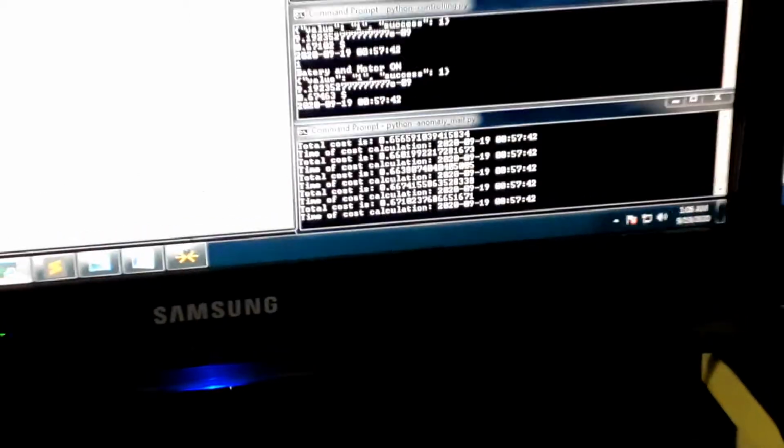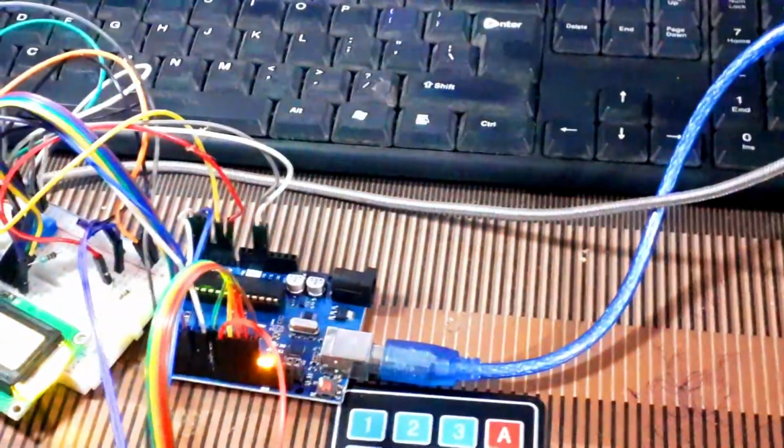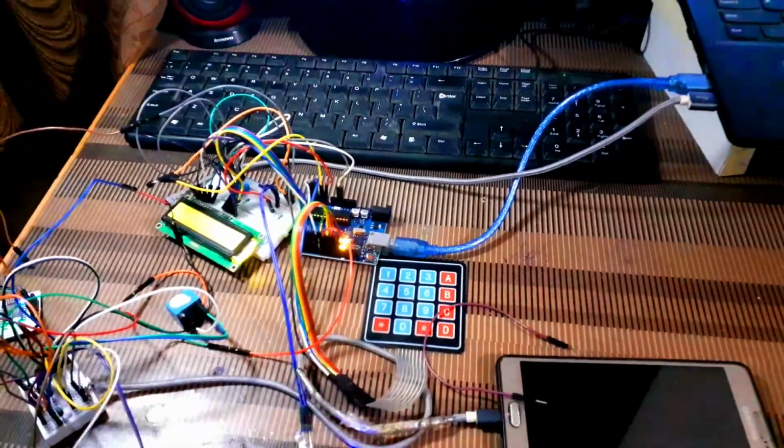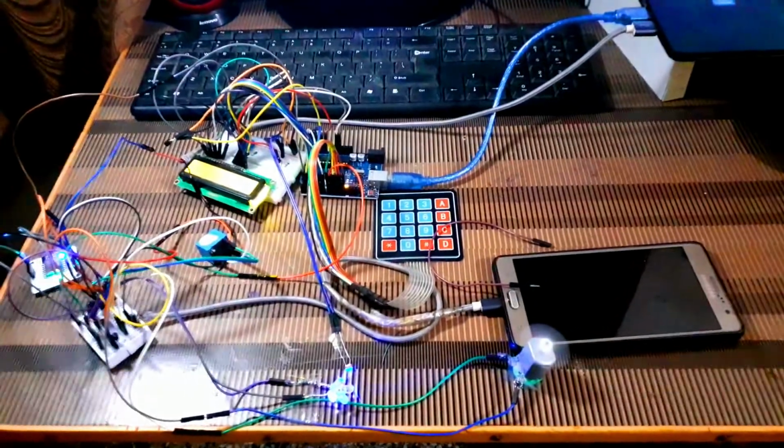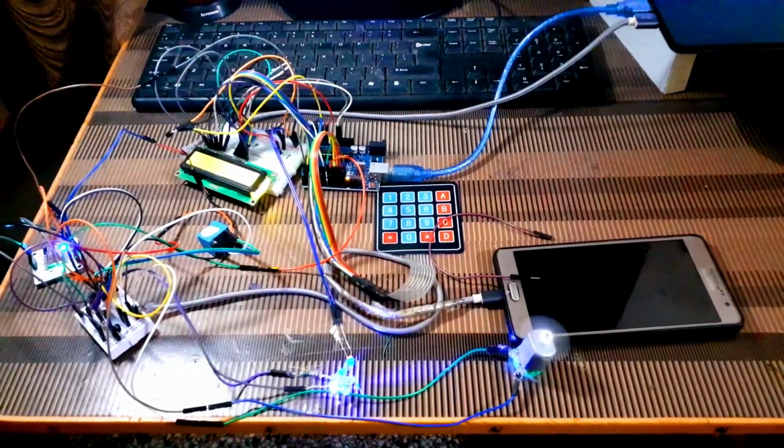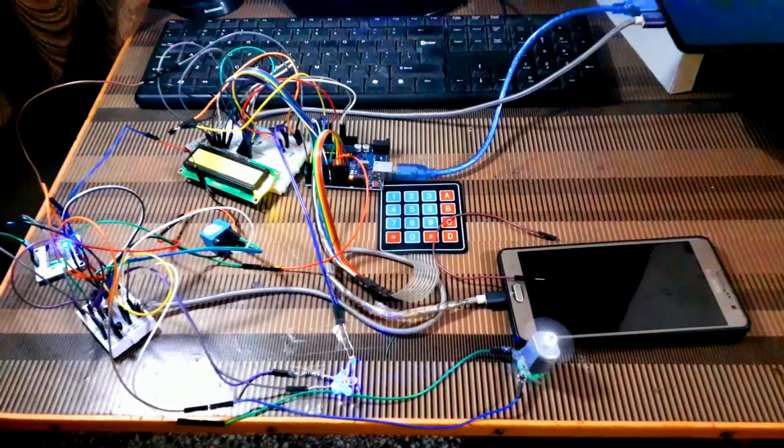Okay, so this was my project for Bolt IoT and ML application. Thank you.